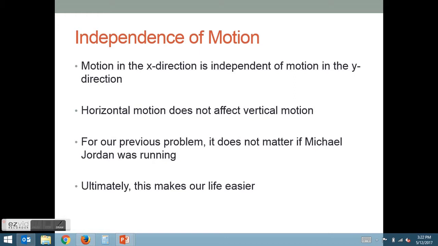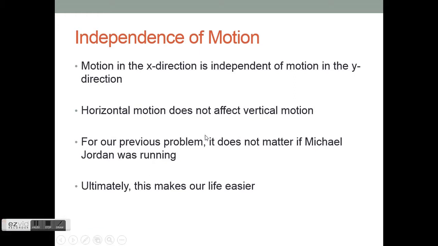Alright, so at the end of the last lesson I had a link to a Mythbusters video where they talked about the shot bullet versus drop bullet. What that video would really show you is that motion in the x direction, or horizontal direction, is independent of motion in the y direction, or vertical direction. Basically, that horizontal motion does not have any impact on vertical motion and vice versa. If you're moving side to side, the amount of time that bullet stayed in the air is the same.